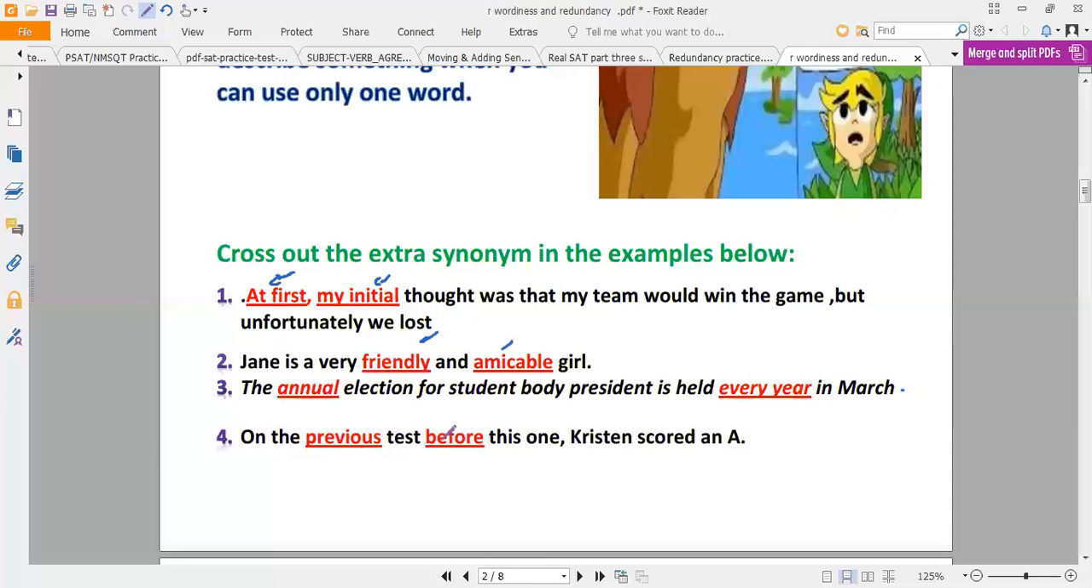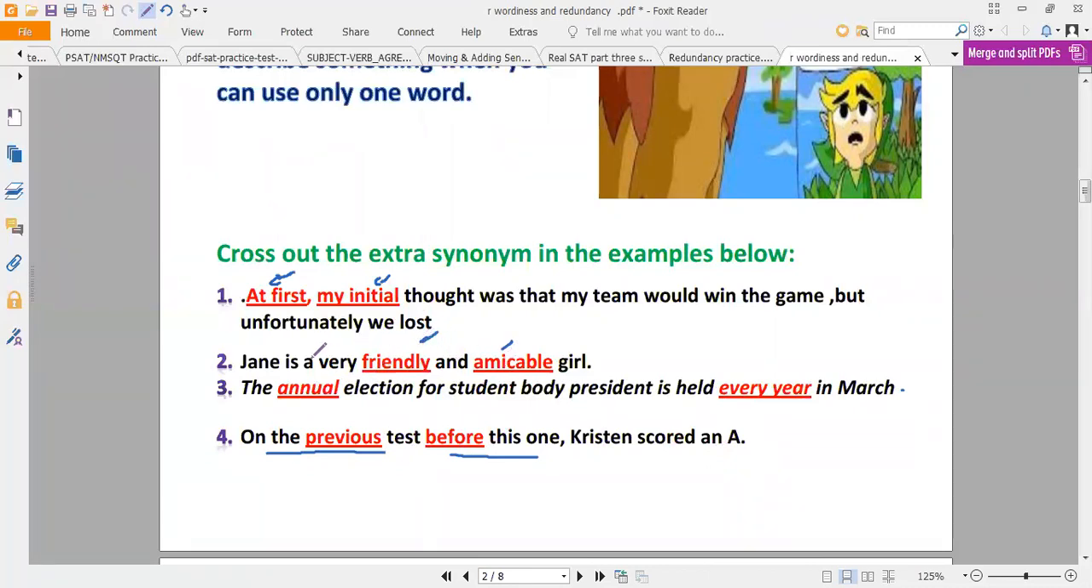On the previous test, the test before this one, on the previous test before this one, Kristen scored an A. Previous test before this one. تالي كده واضح الدرس او معنى كلمة redundancy ان انا عندي repetition في expressions او في words او في تكرار.